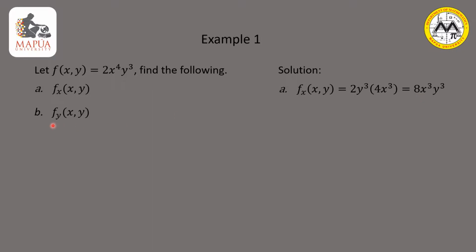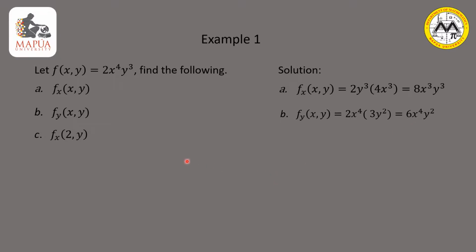For the first partial derivative of the function f of xy with respect to y, we will now be differentiating the said function with respect to y while holding the x component constant. So this will give us the first partial derivative of the function f of xy with respect to y equal to the product of the factor 2x to the fourth, which is considered constant, times the derivative of y cubed, which is given by 3y squared. So what we have here is 6 times x to the fourth times y squared.